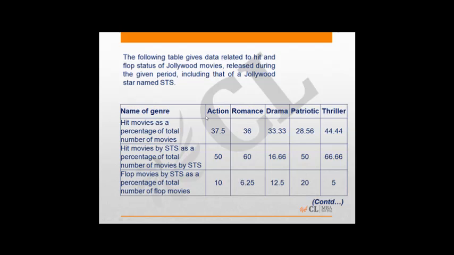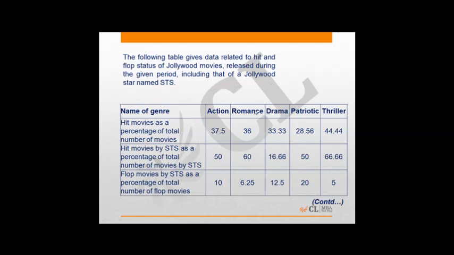Next, 36% romance. 36% of 250 can be easily calculated as 90. So there are 90 hit movies, that means 250 minus 90, that is 160, will be flop movies. Next, 33.33%, that is one third. One third of movies are hit movies in the drama genre. That means 100 are hit movies and 200 are flop movies.